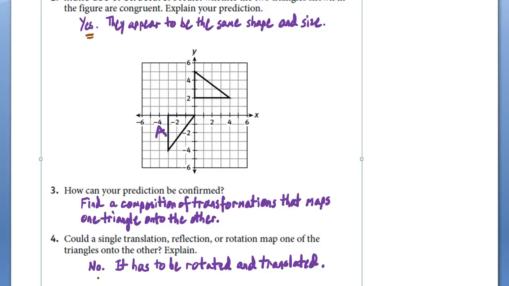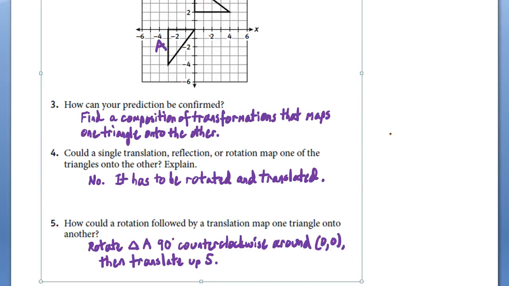The answer is no. The triangle would have to be rotated to get it oriented in the correct direction and then slid. There's no way to get that mapped onto that in only one step. Number 5, how could a rotation followed by a translation map one triangle onto the other?